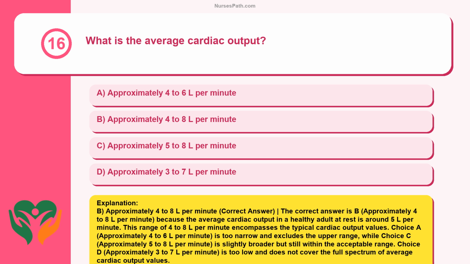Approximately 4 to 8 L per minute, because the average cardiac output in a healthy adult at rest is around 5 L per minute. This range of 4 to 8 L per minute encompasses the typical cardiac output values. Choice A, approximately 4 to 6 L per minute, is too narrow and excludes the upper range, while choice C, approximately 5 to 8 L per minute, is slightly broader but still within the acceptable range. Choice D, approximately 3 to 7 L per minute, is too low and does not cover the full spectrum of average cardiac output values.